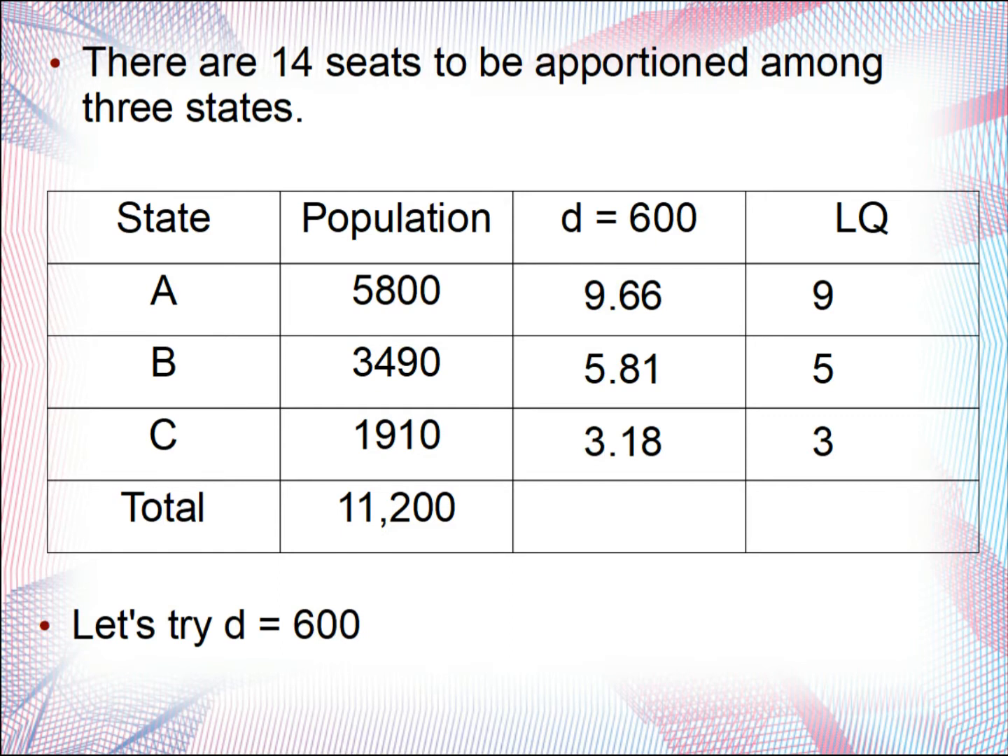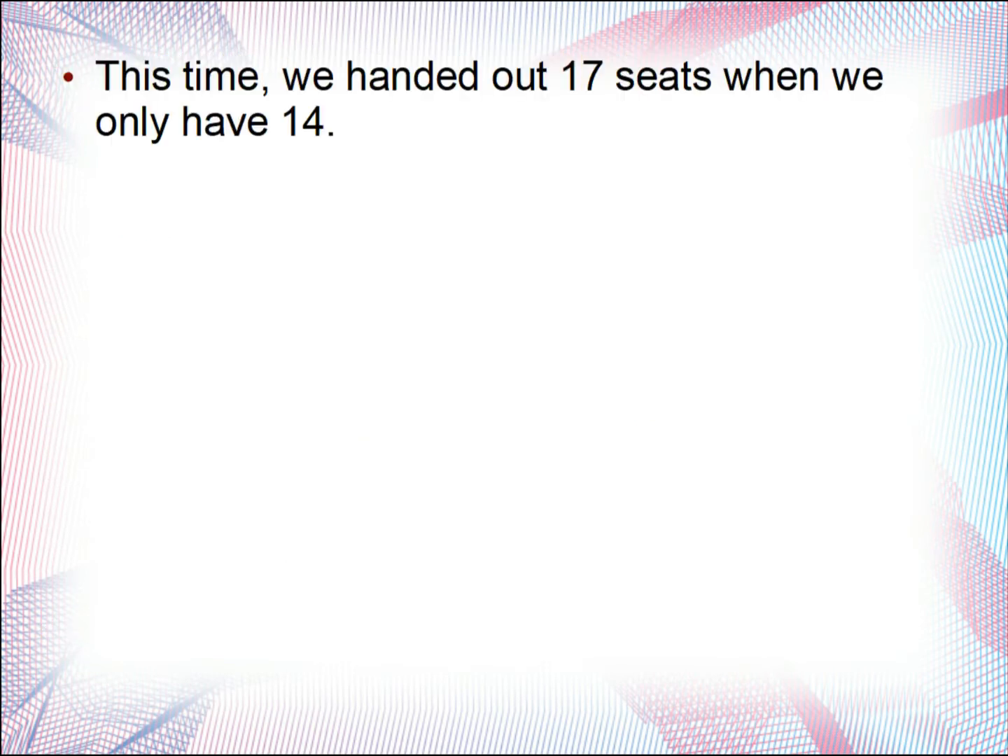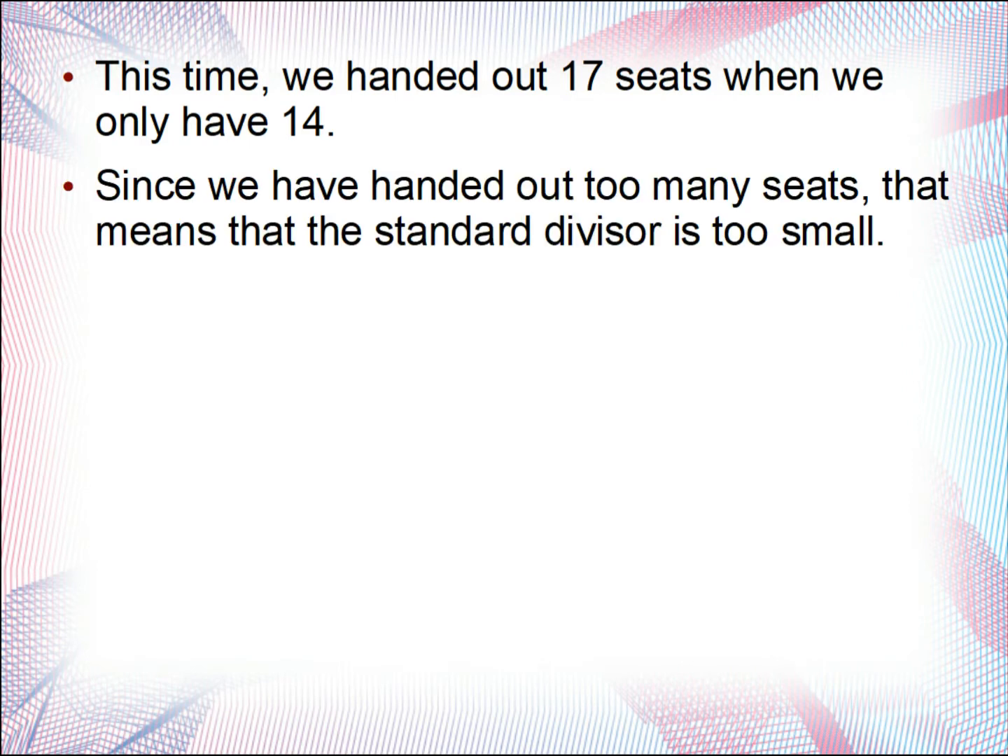and for state C we get a lower quota of 3. Now you don't need to worry about adding up the quotas that you get from just dividing by 600, because all we care about is what the lower quotas total to. And that's 17. But I only have 14 seats to hand out, so this didn't work. So as I said, we handed out 17 seats when we only had 14. This time the total is too big. 17 is bigger than 14.